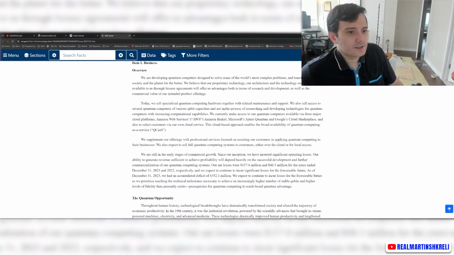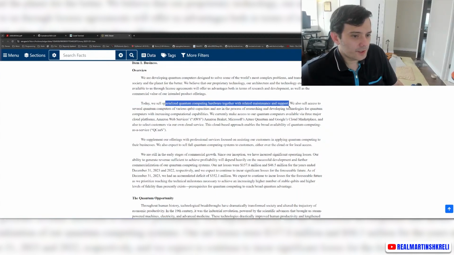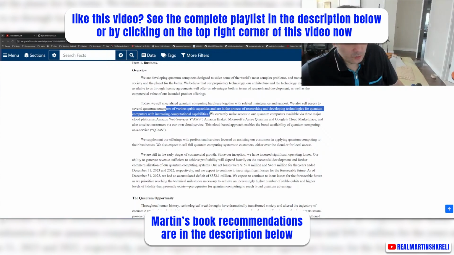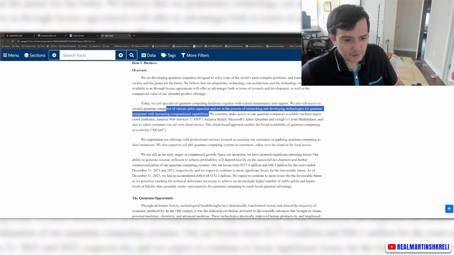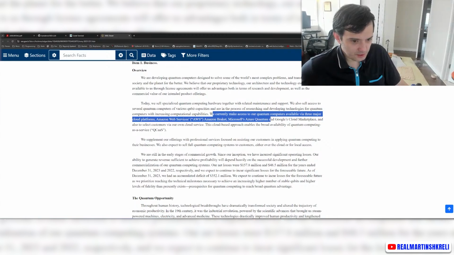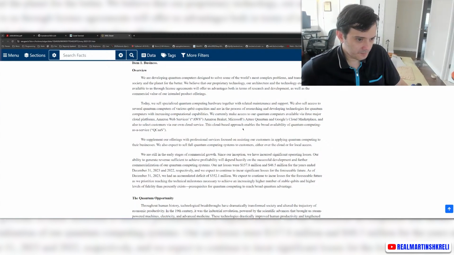All right, so let's look at how IonQ at least describe themselves. "We're developing quantum computers designed to solve the world's most complex problems. We sell quantum computing hardware together with maintenance and support. We sell access to several quantum computers of various qubit capacities, and are in the process of researching and developing technologies for quantum computers with increasing capabilities." So what we're often going to see is this number of qubits, and it kind of matters and it kind of doesn't. We'll go into that. So they are connected on AWS, Azure, and GCP. And they also have their own cloud service.